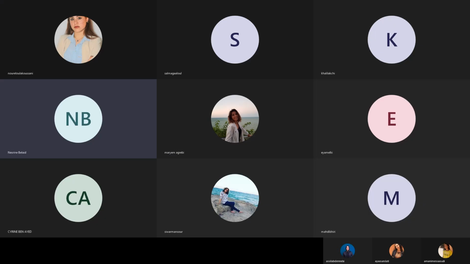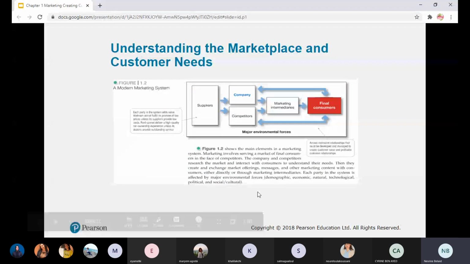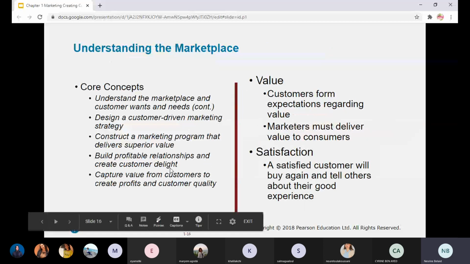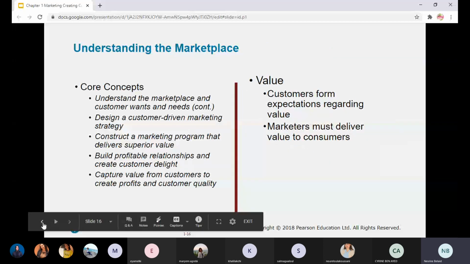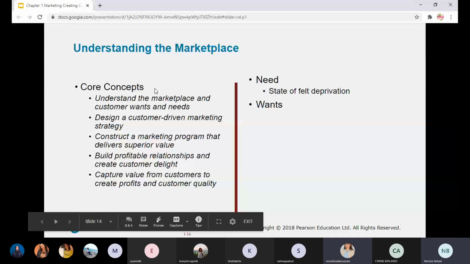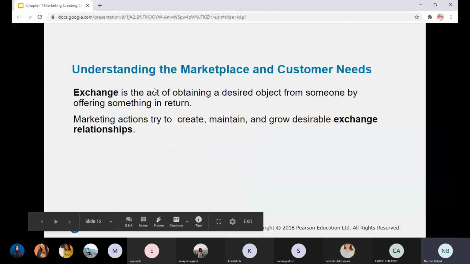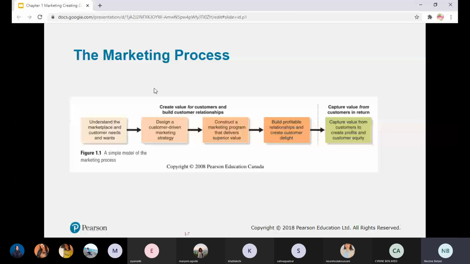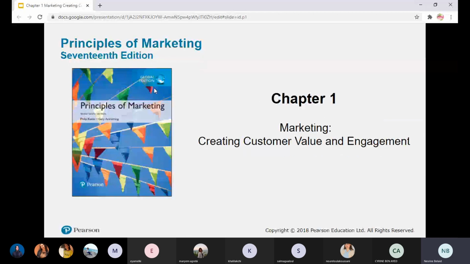What we did in the first part of our first chapter. Okay, let's go back. Okay, so our first chapter is about creating customer value and engagement.